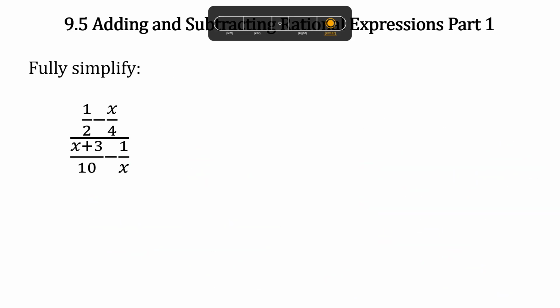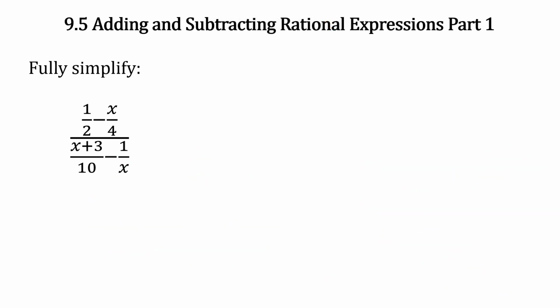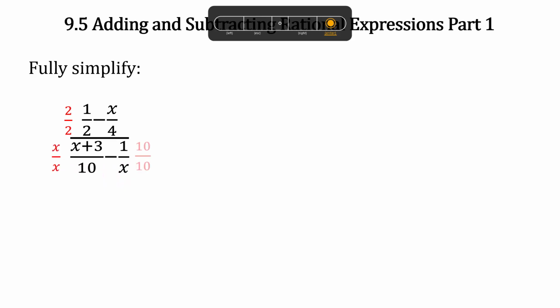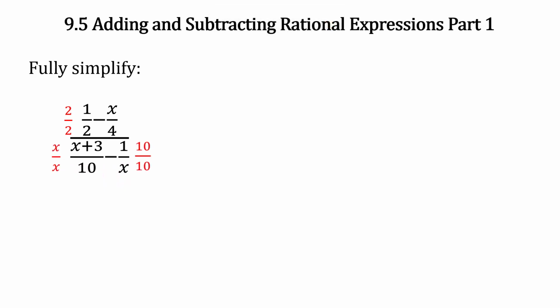All right, let's move on to what looks like more complicated things. All we're going to do is just look at the top. So I'm going to have a common denominator there of 4, which means I need to multiply the left by 2 over 2. On the bottom, I need another common denominator, which is going to be 10x. So I need to multiply the right by x over x and the left by 10 over 10. So I'm going to have 2 over 4 minus x over 4, and then x squared plus 3x minus 10 over 10x.